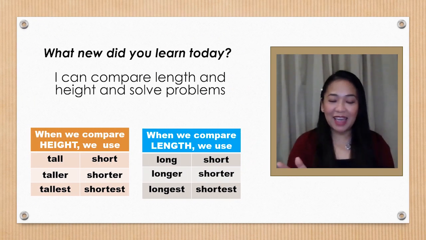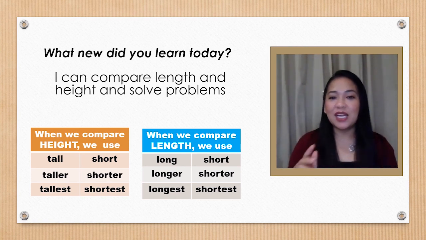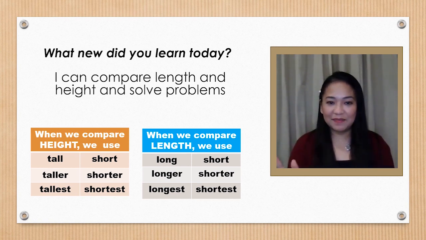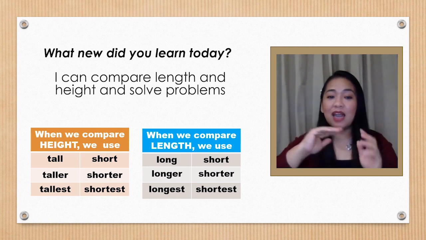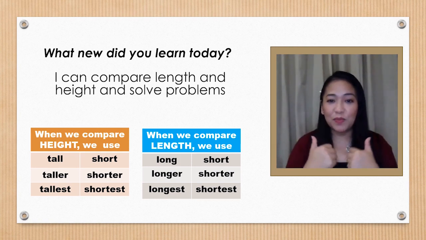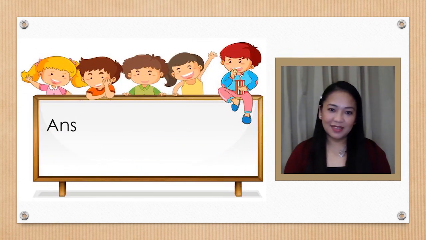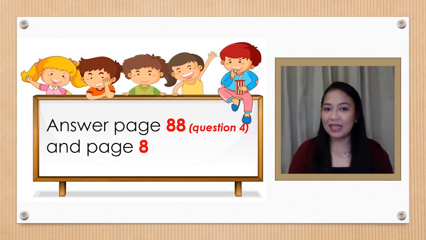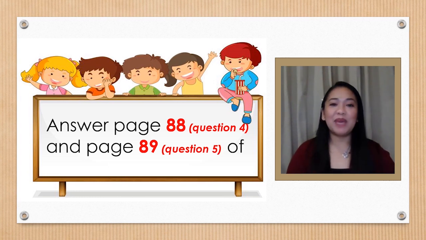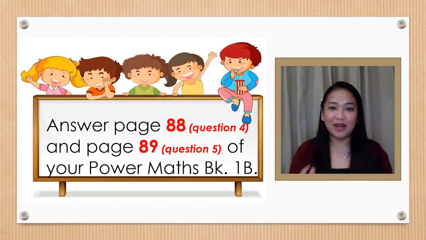Did you have fun in our game? That's great. Now let us wrap up the lesson by checking what you have learned today. Well, you learned quite a lot. Now you can compare length and height and use all the vocabulary words in your problems to compare, right? Now you are more than ready to answer page 88, number 4 only, and page 89, number 5 only of your Power Math book 1B.